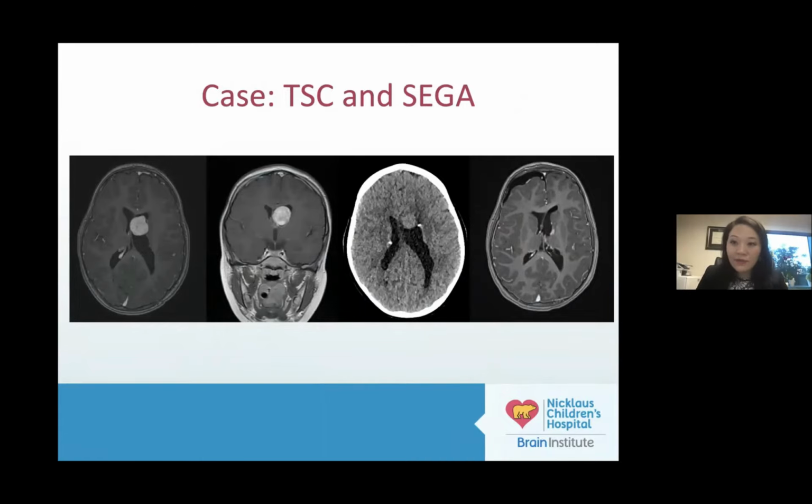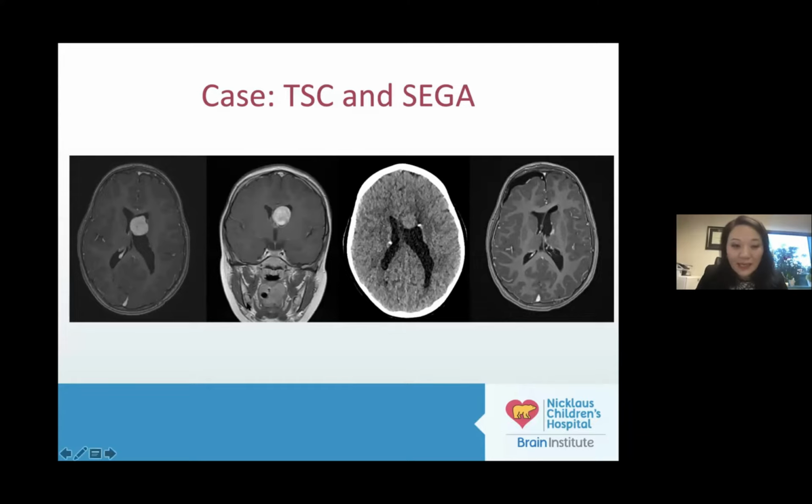And in fact, on one of my mock boards, I got a case where there was a patient with hydrocephalus and multiple calcifications along the ventricle. And the question that was asked of me is make a diagnosis with just the CT. So this is something that you may be able to see on your boards for the residents in the future.